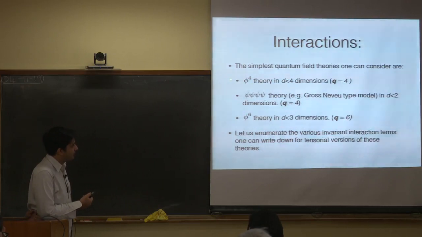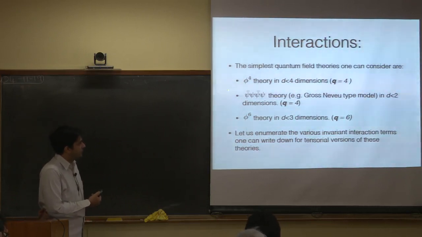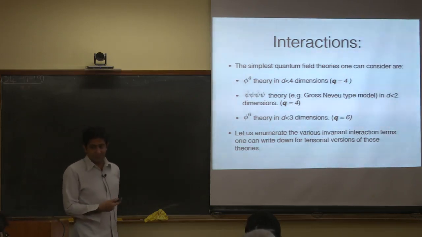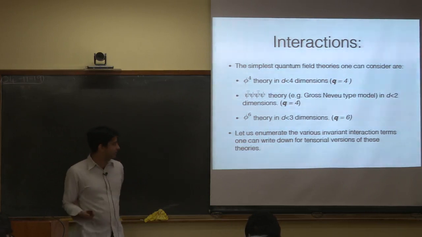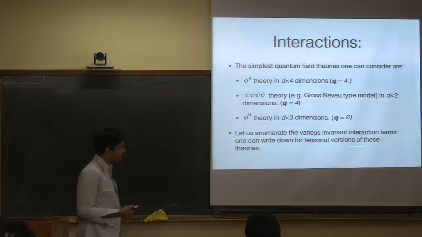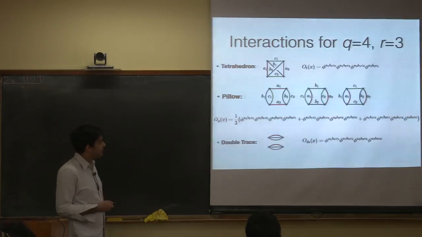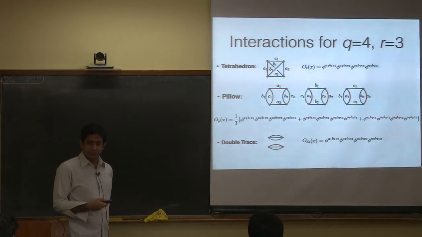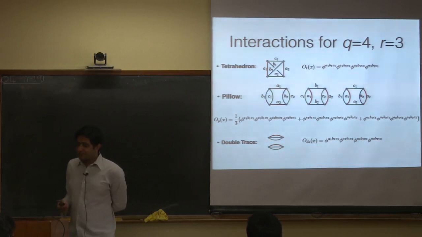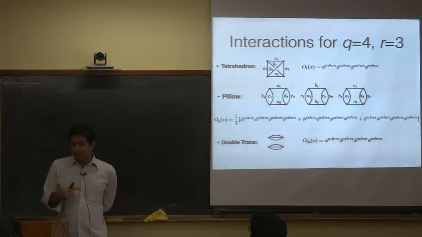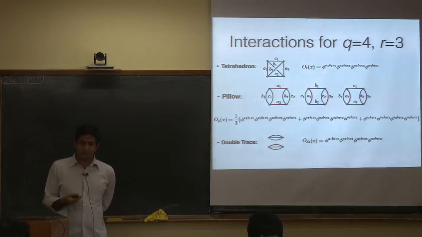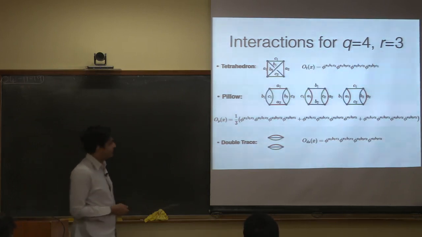So we'll consider interactions. The simplest QFTs you can consider are phi-4 theory, or a phi-6 theory in 3 minus epsilon dimensions. We can write down all the interaction terms that one can have in tensorial versions of these theories. What is the precise notion of planarity? I will come to that. But basically, for the interaction, any two-color fat graph should be planar. If you forget one of the colors, it's a little stronger than planarity, but that's what we'll discuss.